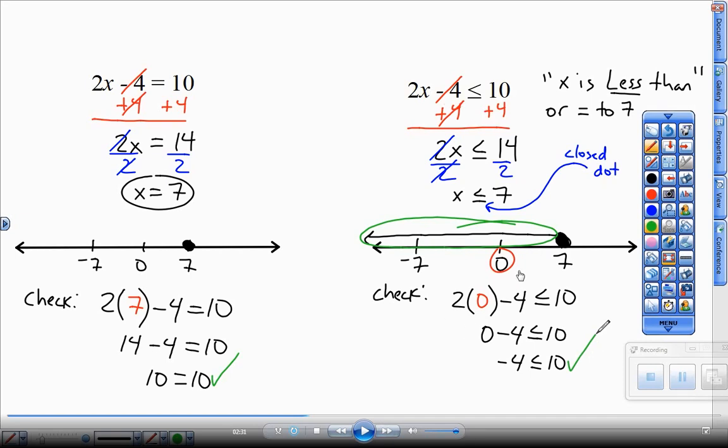And again, if you had to do this in interval notation, it would be measured from left to right, from negative infinity rounded to 7 square, because you will have to change these to interval notation. All right, next problem. A little bit harder.